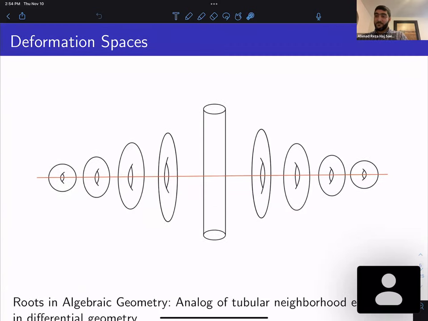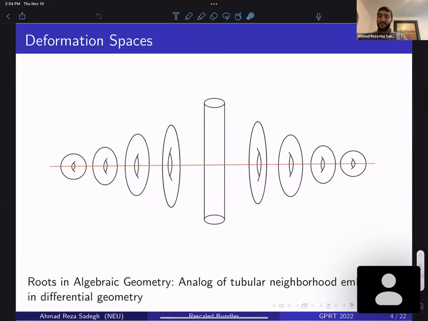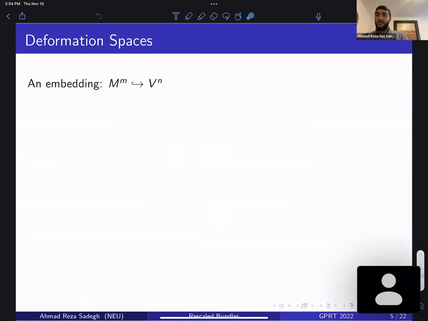Basically, this is used as an analog of the tubular neighborhood embedding that we have in differential geometry, but it is what algebraic geometry uses in its field. I will still be using this algebraic geometric approach, so the point of view of the spectrum, the prime spectrum of algebraic geometers, is going to be used in my talk and in this work.